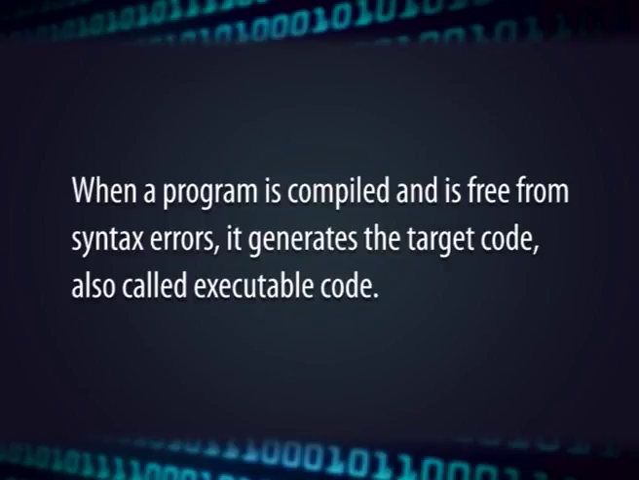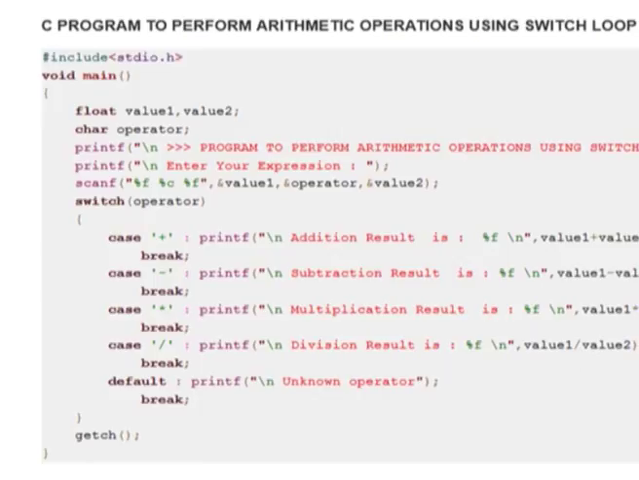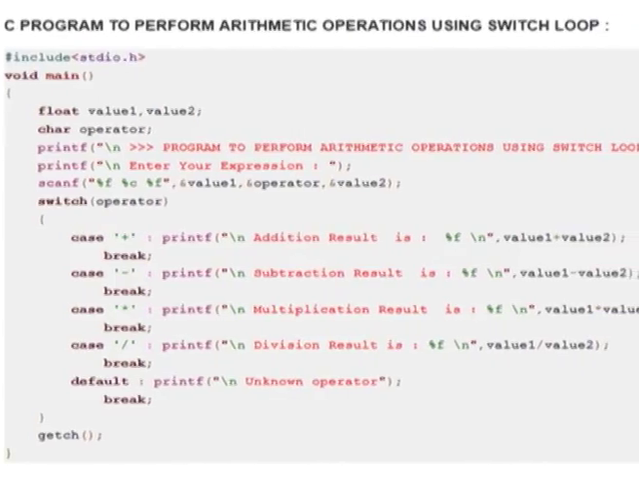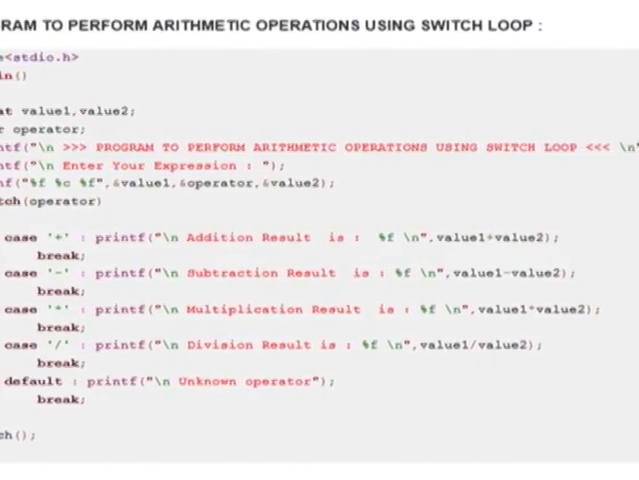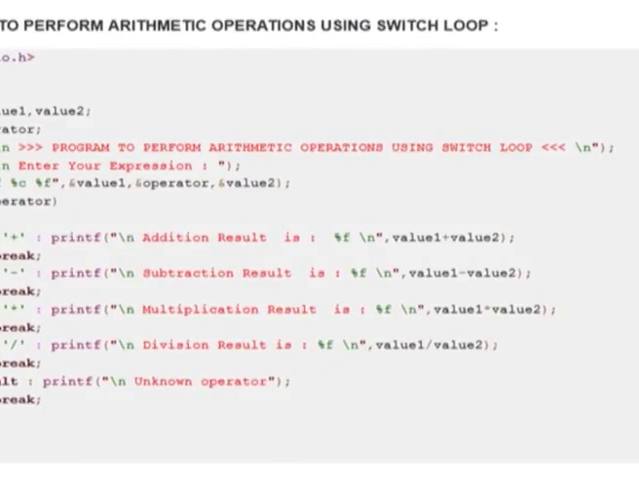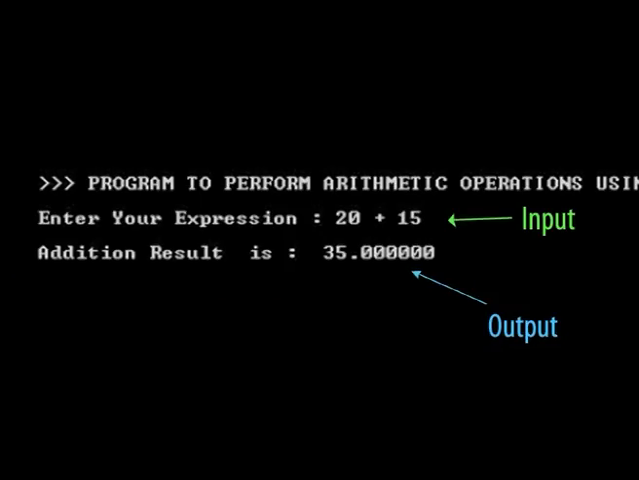When a program is compiled and is free from syntax errors, it generates the target code, also called the executable code. The next process is to run the program and verify whether it complies with the specification or not. This is done by giving a specified set of inputs and checking whether the output is as per the required specifications or not. If the output is correct, we conclude that the program is working correctly.